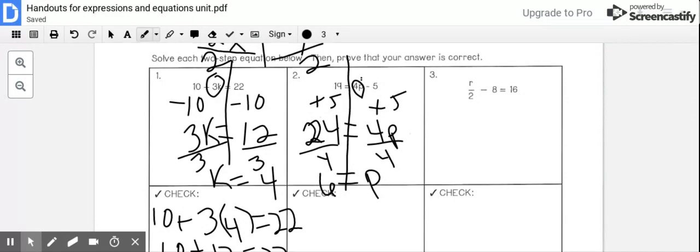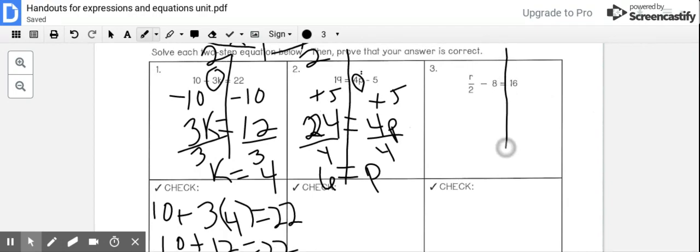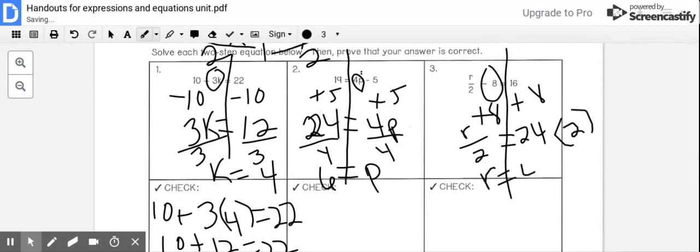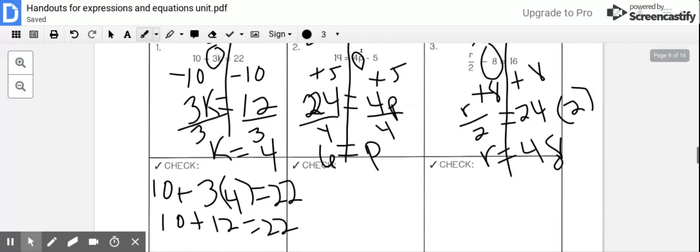Okay, number 3. So we have a -8. So we're going to add 8. And so we get 24 equals r divided by 2. And since it's divide, we're going to multiply by 2. So we get 24 times 2, which is 48. And if you want to check it, you can do 48 divided by 2 minus 8. And that should be 16.